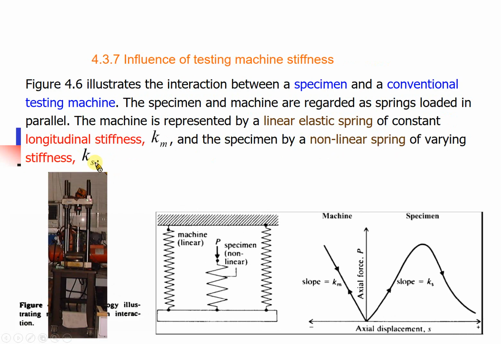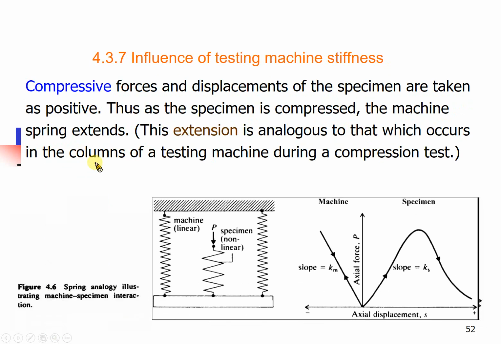Sorry. Yes, specimen. So Ks will be the stiffness of the specimen, and Km will be the stiffness of the machine. I was trying to explain a little bit to you why the stiffness matters. I will skip those text descriptions and explain it directly to you.